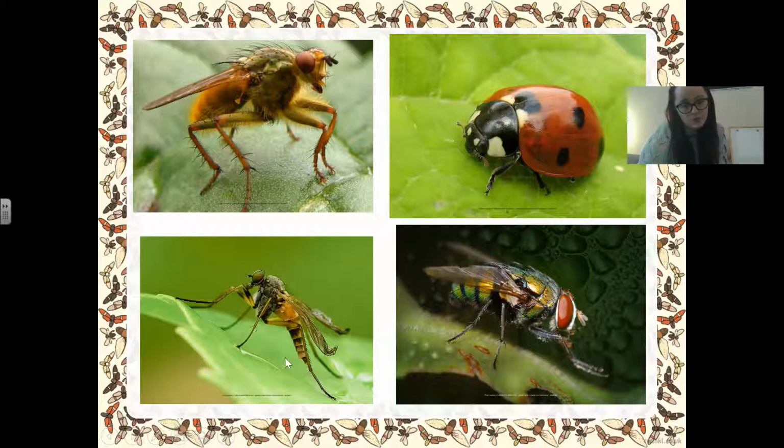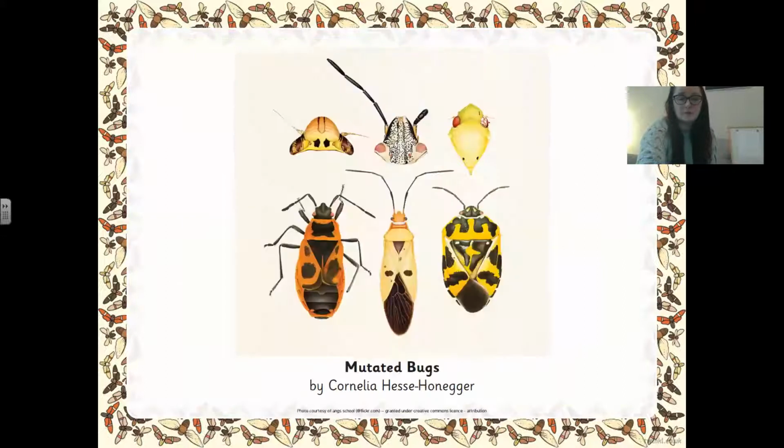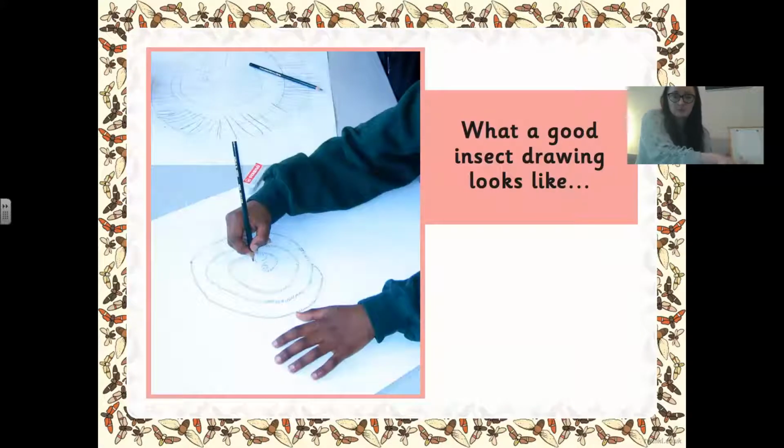1, 2, 3, 4, 5, 6. 6 legs on this one. 1, 2, 3, 4, 5, 6. And 6 legs just about on this one too. 1, 2, 3, 4, 5, 6. Those 2 at the back. So all those insects there, all those bugs are actually insects. So let's go on to the next part.